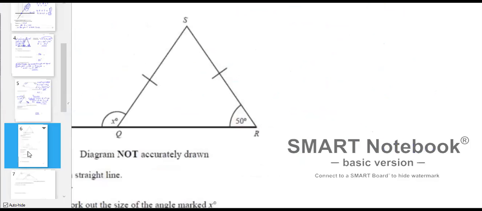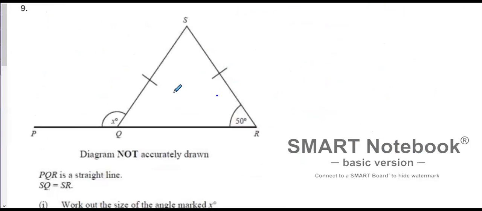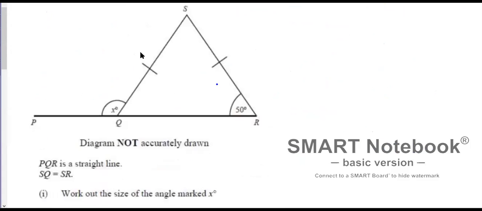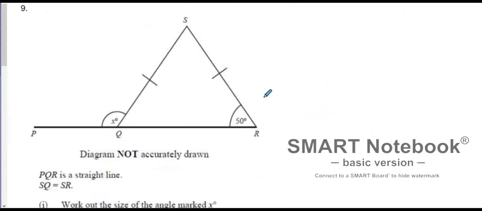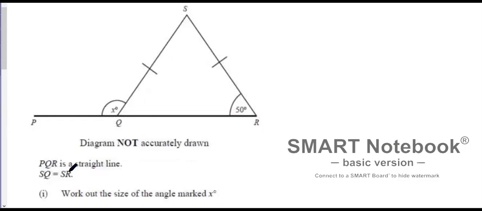Next question is this one here. Question number 9. Question number 9 is a shape which has a triangle somewhere there and an extended line. PQR is a straight line, SQ equals SR. Work out the size of the angle marked X.